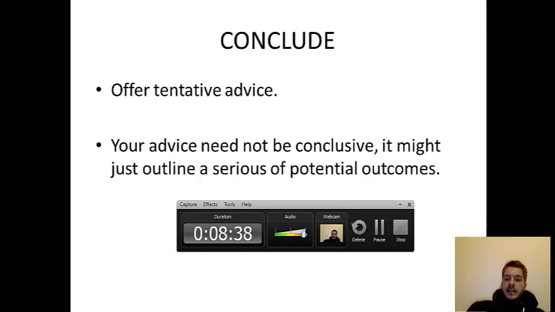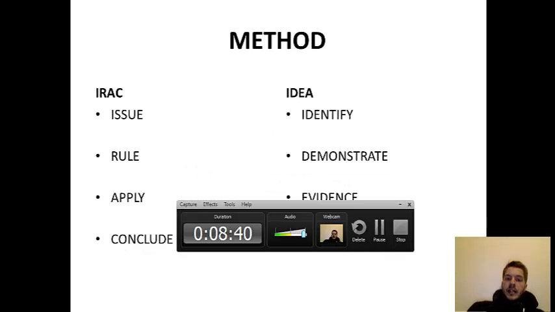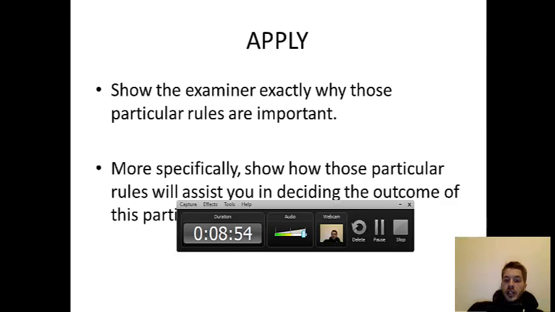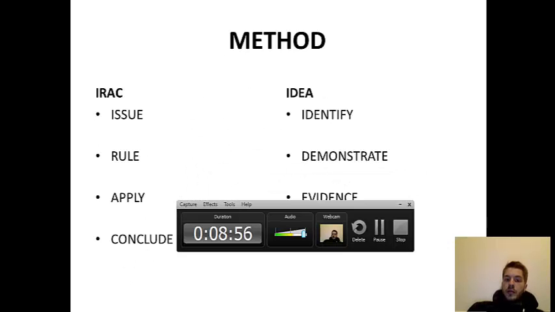So what we have here then is a method whereby we outline an issue, we discuss the rules of that issue, we apply the law, and then we conclude. And then we go on to the next issue. Now, the best way to do this is chronologically. To go through the problem question, pick out the issues chronologically that are interesting.